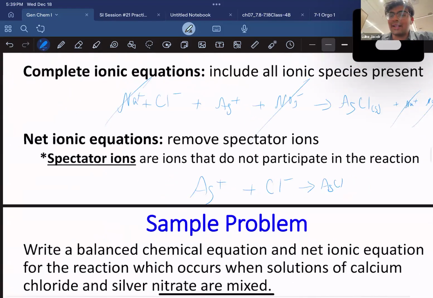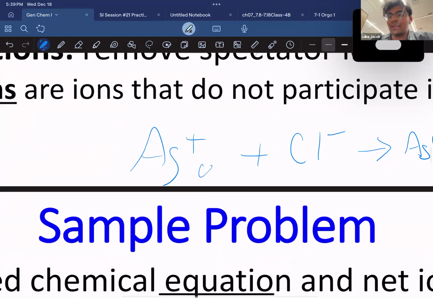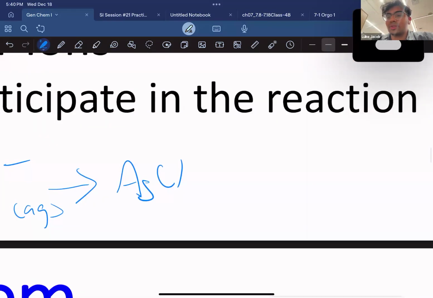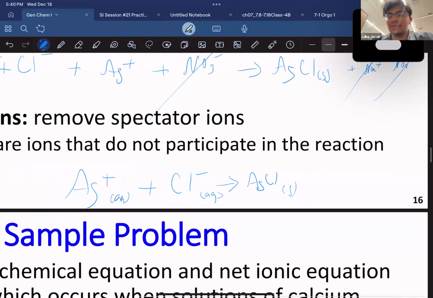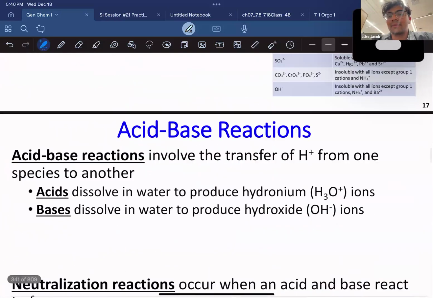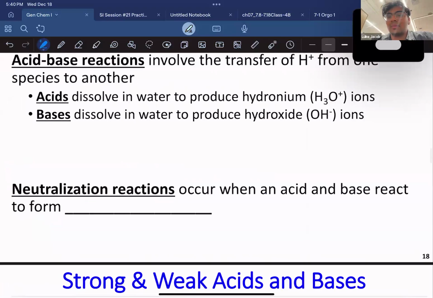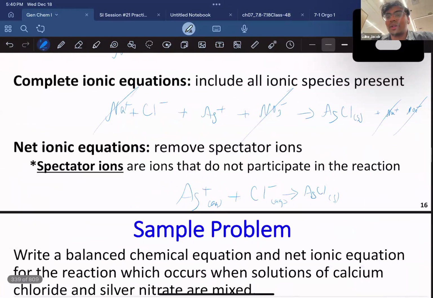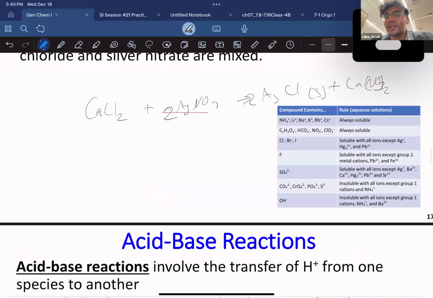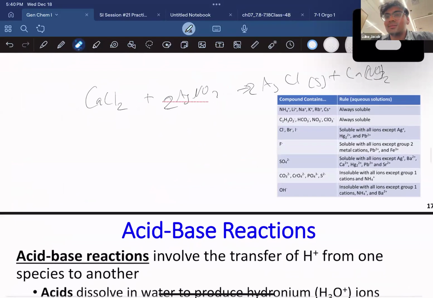All right, and make sure you put all the states of matter, right? Aqueous. Well, actually, you don't really need to do it. It's a multiple choice test, so you can be as messy as you want, as long as you understand what you're doing, right? So then, acid base reactions. Wait, before I continue, does anyone have any questions about anything that I did? Okie dokie.